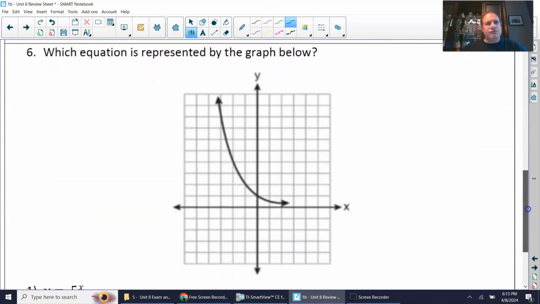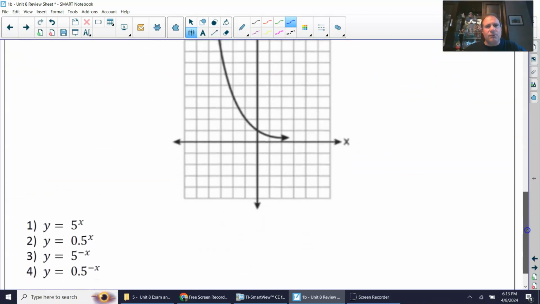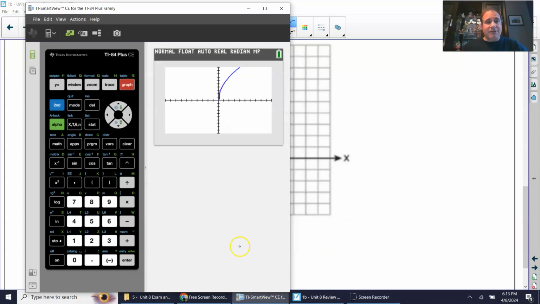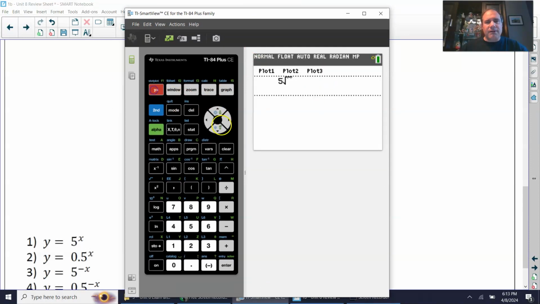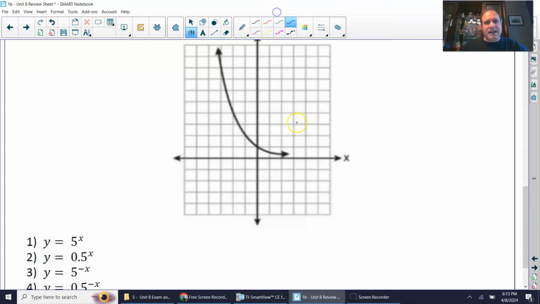Which equation is represented by the graph below? So this is nice and easy. All you have to do is just graph these and pick the one that looks like that. All right, so I'm just going to pick up the graph right here and the graphing calculator and put y equals down. And the first one I'm going to do is nice and easy, 5 to the x power. So that right there does not look like this.